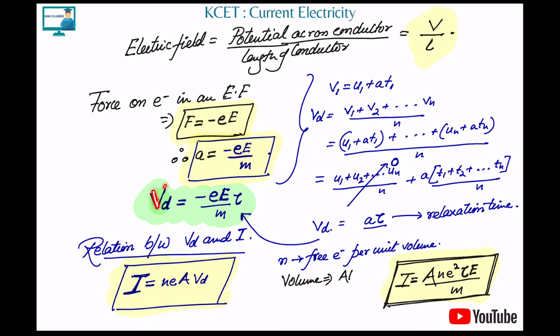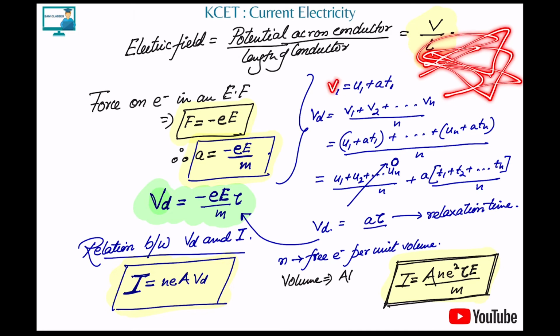Next, the drift velocity formula: Vd is equal to minus e E tau by m. Now let me explain what this tau is. Let's understand this tau. Let's say every electron is randomly moving like this, at a speed v1, and the final speed I can find as v1 is equal to u1 plus a t1. So if I want to find the total drift velocity, I'll take the average. So v1 plus v2 up to vn for n number of particles, divided by n. Now I can write v1 as u1 plus a t1, and so on.